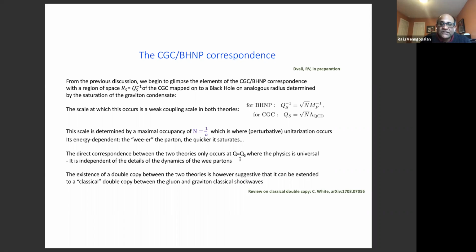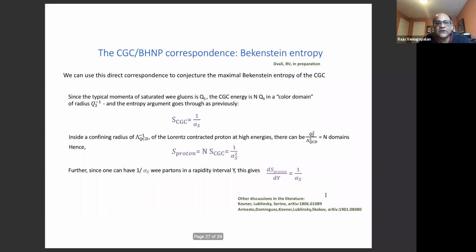Now, the existence of this double copy between the two theories suggests that one can extend this double copy in amplitudes, in terms of constructing 2 to N amplitudes, to a classical double copy between gluon and gravitational shock waves. Okay, so the picture of the black hole portrait and the CGC may have a quantitative correspondence. In principle, that's something we're working on, which is then also an active area of literature. And there's a nice review by Chris White that you can take a look at.